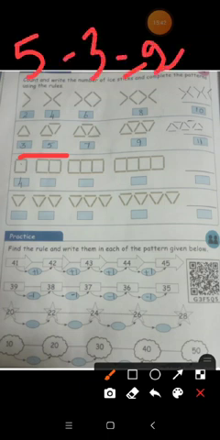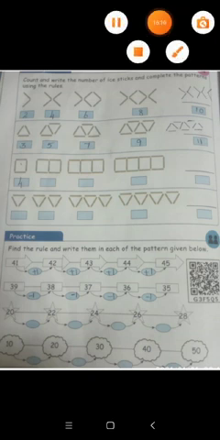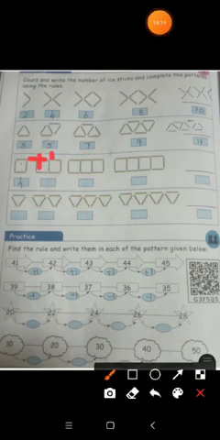Now we want to check whether we add 2 or minus 2 to get the second number 5. 3 plus 2 is 5. 3 minus 2 is 1, but in the second place we have the number 5. So when we add 2 with 3, then only we get the number 5. So here they are following the rule plus 2. 3 plus 2 is 5, 5 plus 2 is 7. So we want to add 2 with every last number.